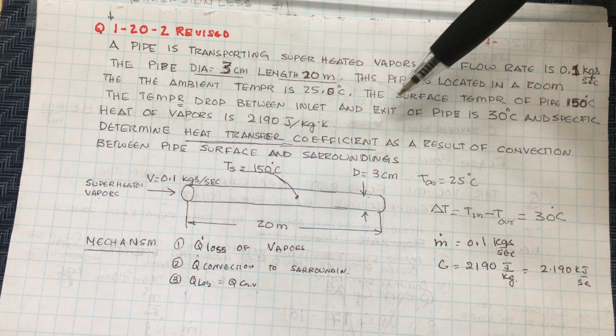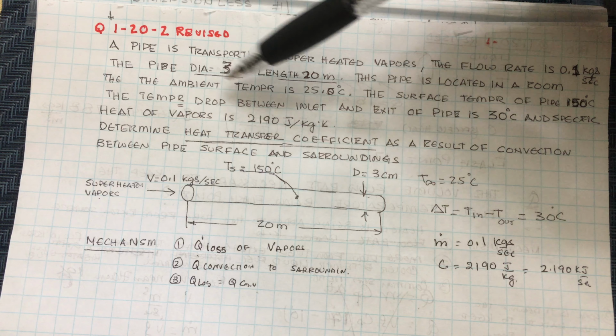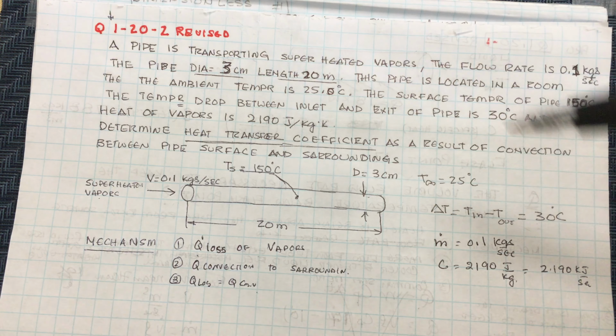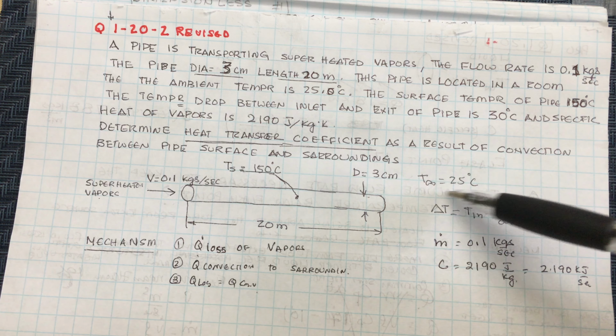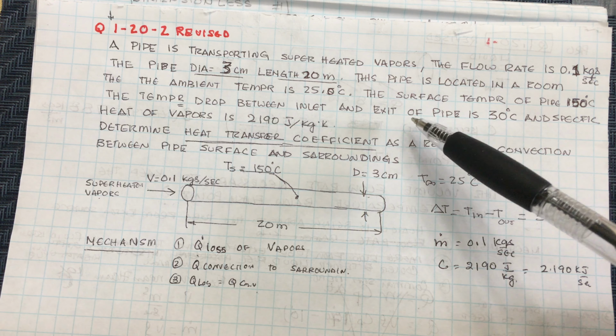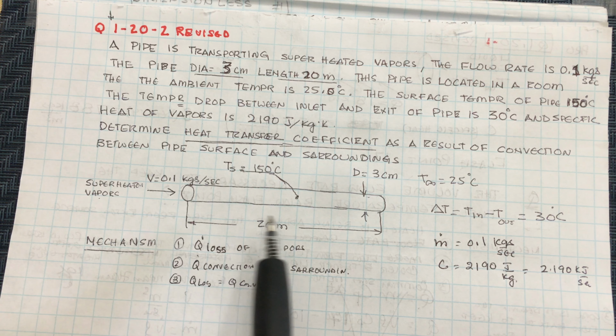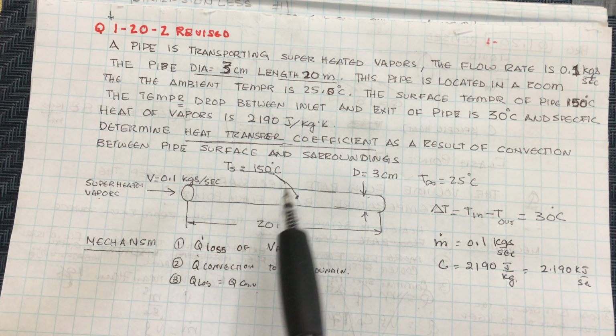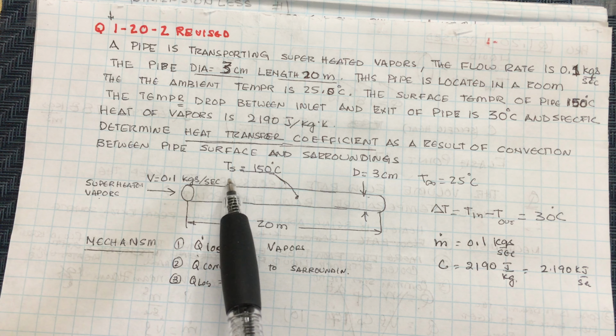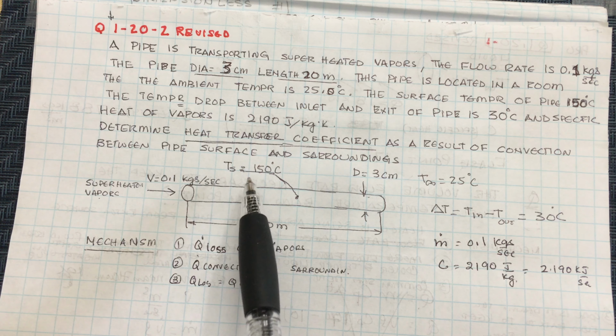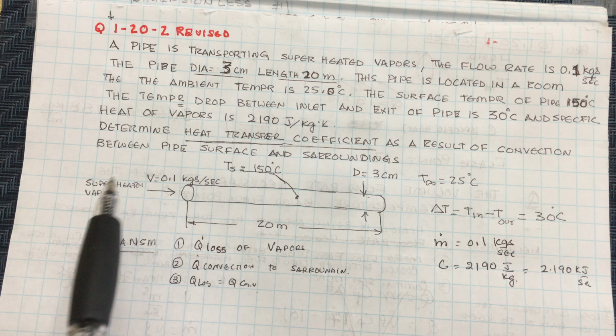And we also know the pipe is located in a room. The ambient temperature of the room is about 25 degrees. The surface temperature of the pipe is 150 degrees, because the superheated vapor flowing through is heating up the pipe, and the surface temperature is uniform at 150 degrees. That's another assumption we're making.